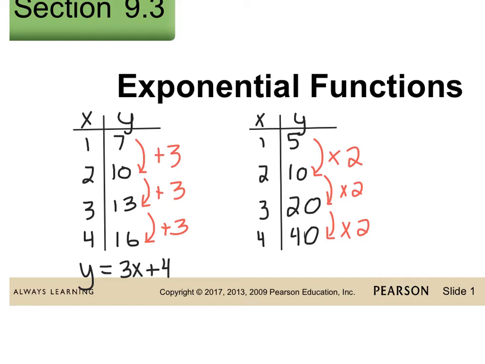Now for the second one, I know that there's going to be a 2 to the x somewhere, and there's going to be a value here that represents the starting value. And the starting value for us here will actually be when x equals 0. We can work backwards to see that if x is 1 and y is 5, then when x equals 0, y would have to be half that, or 2.5. So the formula here is y equals 2.5 multiplied by 2 to the x.